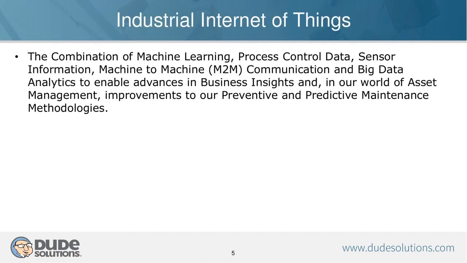What is the industrial Internet of Things? It's the combination of machine learning, process control data, sensor information, machine-to-machine communication, and big data analytics to enable advances in business insights. And in our world of asset management, it helps lead to improvements to our predictive and preventive maintenance methodologies.